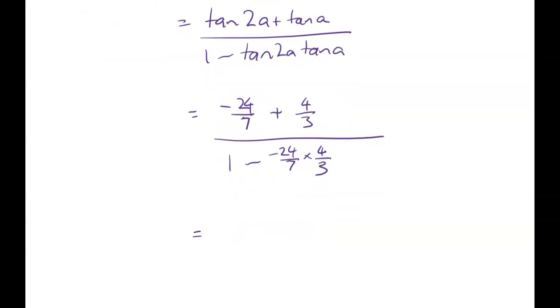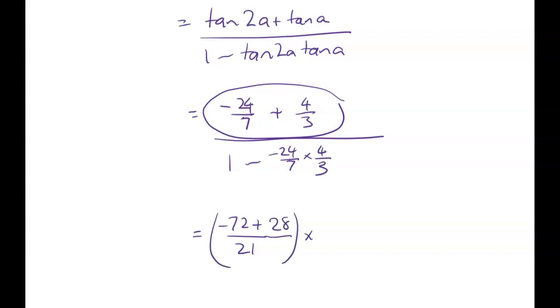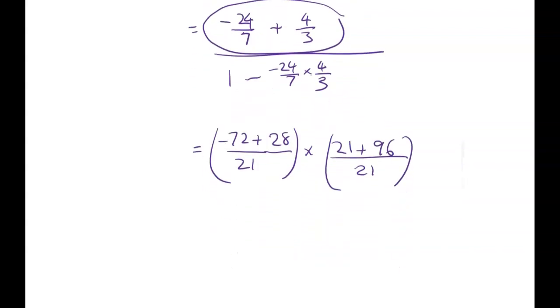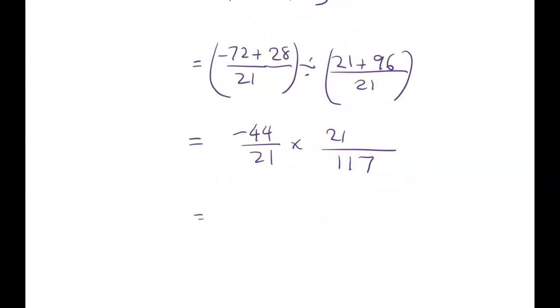Cleaning that up, what do I get? Well, the common denominator for this is 21. 24 3s are 72, so negative 72 plus 4 7s are 28, divided by 21, plus 96 over 21, which gives me negative 44 over 21. I'm sorry, there's a mistake there. That should be divided by there. And now it's going to be times 21 over 117, giving us a final answer of negative 44 over 117.